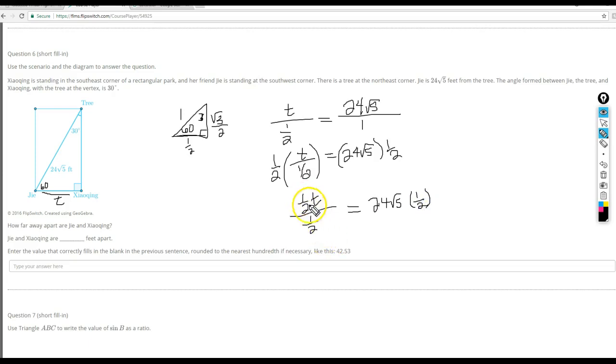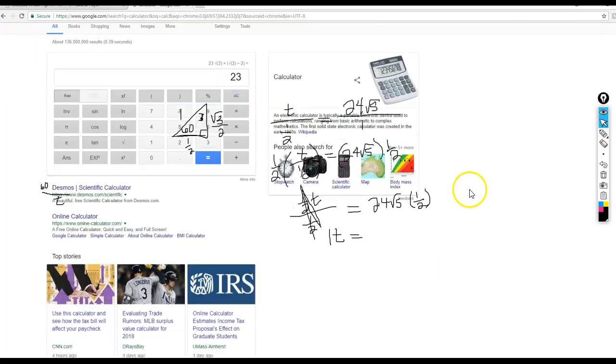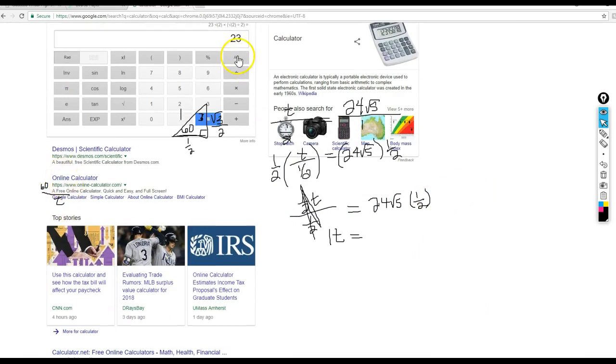So 1/2 divided by 1/2, it's the same number being divided by itself. That creates a form of 1. So I'm left with 1t is equal to, and 24 square roots of 5 is a number. It's in exact form, so it's not rounded. But they want us to round to the nearest hundredth, so we can use our calculator. 24 square root of 5, close the parentheses, times parentheses 1 divided by 2.